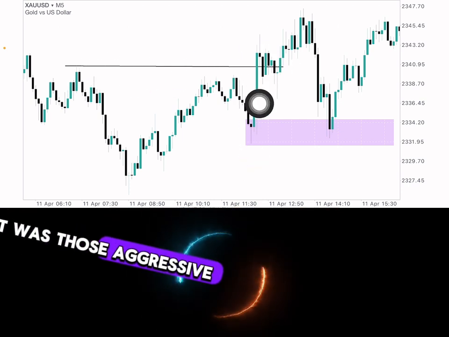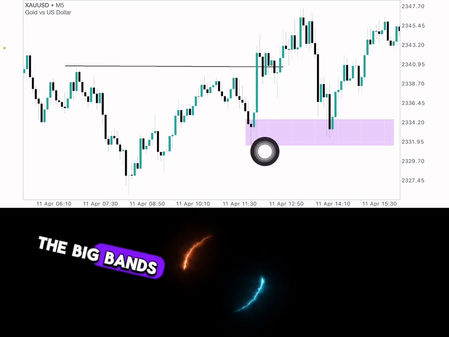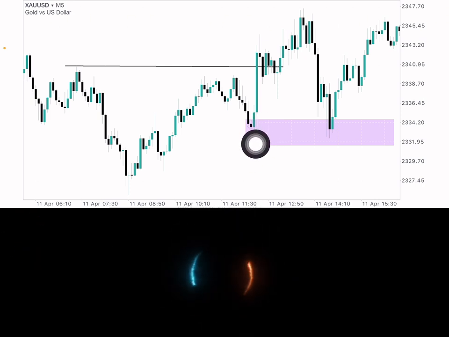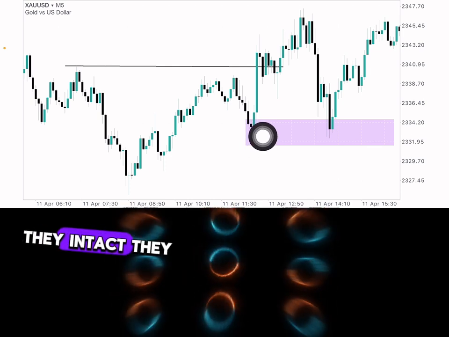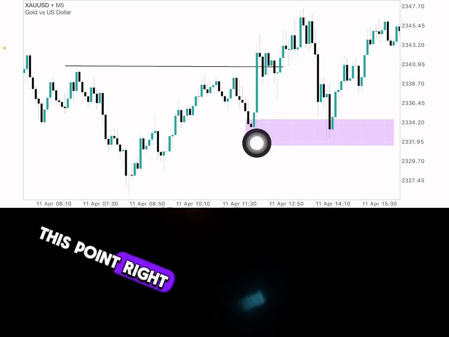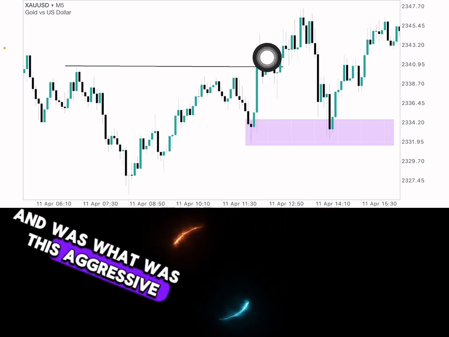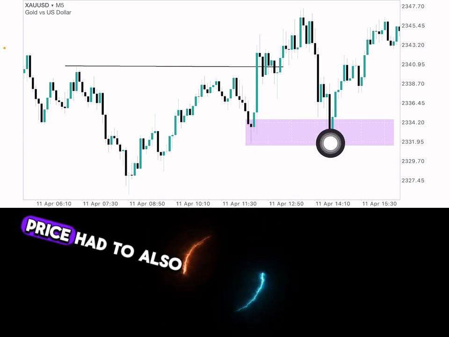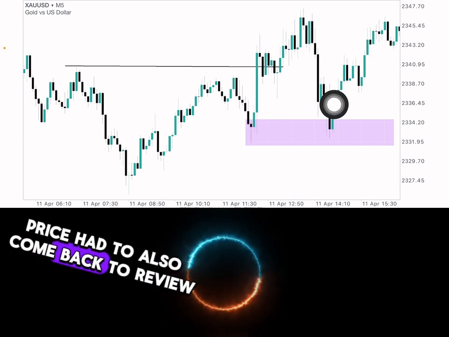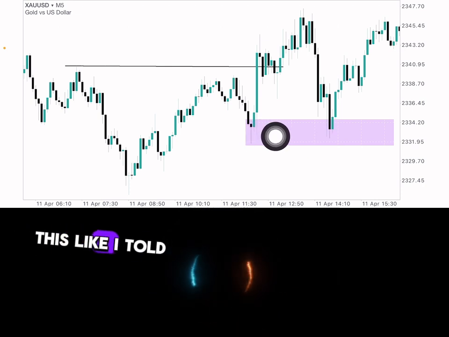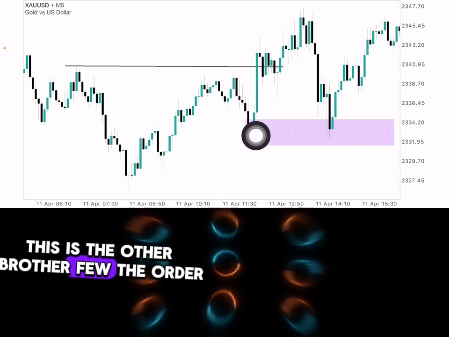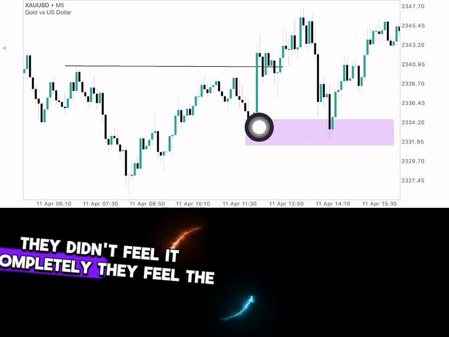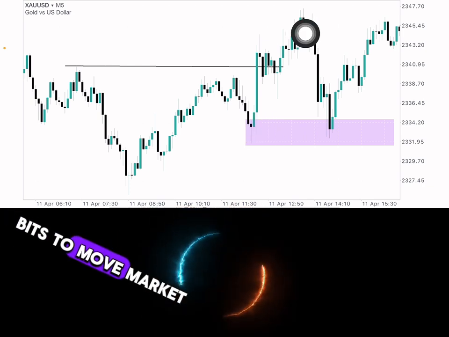It was aggressive, which shows you that the big banks, the financial institutions, got involved at this point. That was what caused this aggressive move. Now, price had to come back to refill this. Like I told you earlier, this is their order block. They filled their order here, but they didn't fill it completely. They filled a bit to move the market.